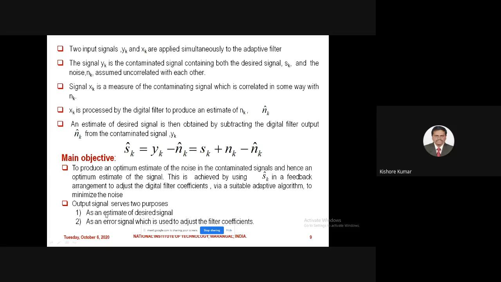Suppose if nk equals nk cap, then the output is directly the estimated desired signal. Suppose if there is any error, then this error is again fed back to the adaptive algorithm, and then we will try to adjust the coefficients.